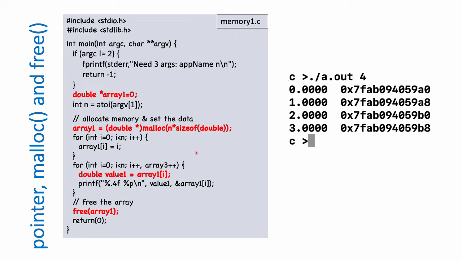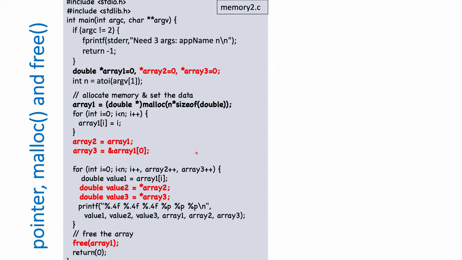So that was one very simple example. This is a slightly more convoluted example, and all I'm trying to do in this one is demonstrate there are other ways of assigning pointers. So we have the array1 pointer as before, we malloc as before, we print the value as before, and then we free as before. What I'm introducing in this program is two new pointers, array2 and array3. Array2 and array3 both point to an array of doubles.